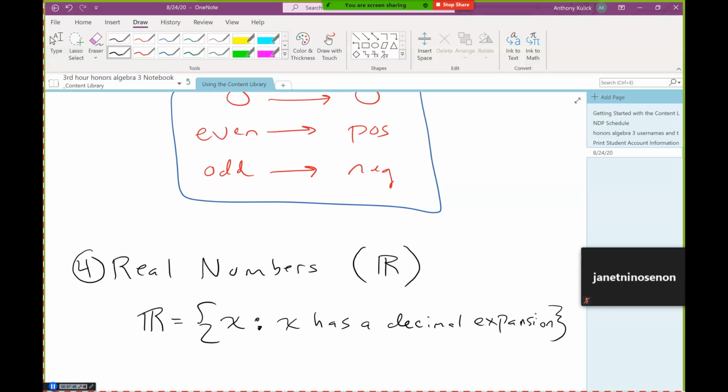So, are rational numbers real numbers? Yeah, right? I can write a fraction as a decimal. How do I do that? Yeah, you just divide them. You divide the numerator by the denominator, right? You get a decimal. Everybody's okay with that idea?